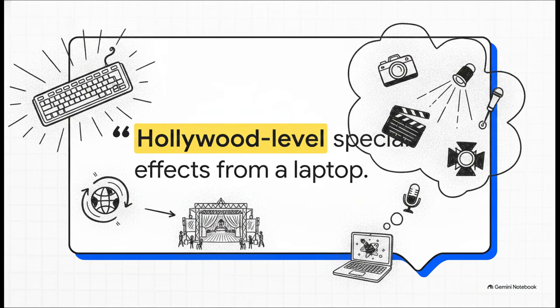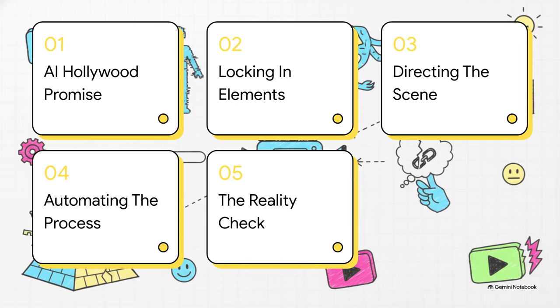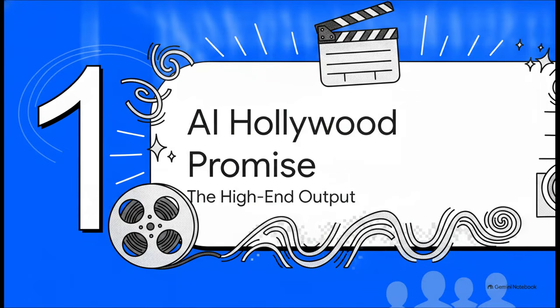Let's find out. To really separate the hype from the reality today, we've broken this down into 5 clear stages. Number 1, the AI Hollywood promise. 2, locking in the elements. 3, directing the scene. 4, automating the process. And finally, number 5, the reality check. So, let's kick things off with Section 1, the AI Hollywood promise.